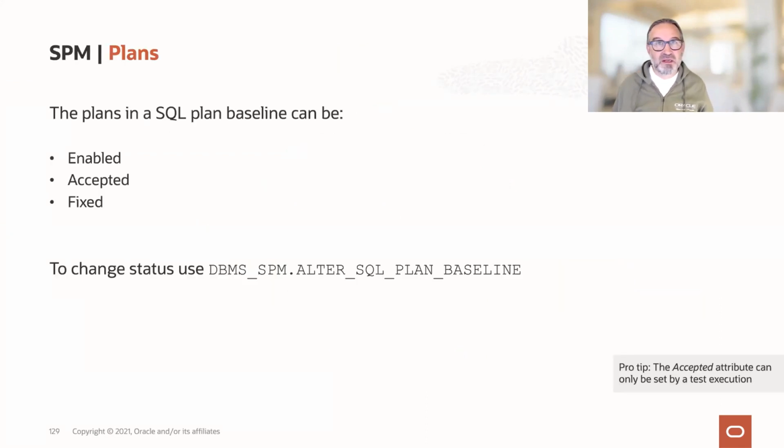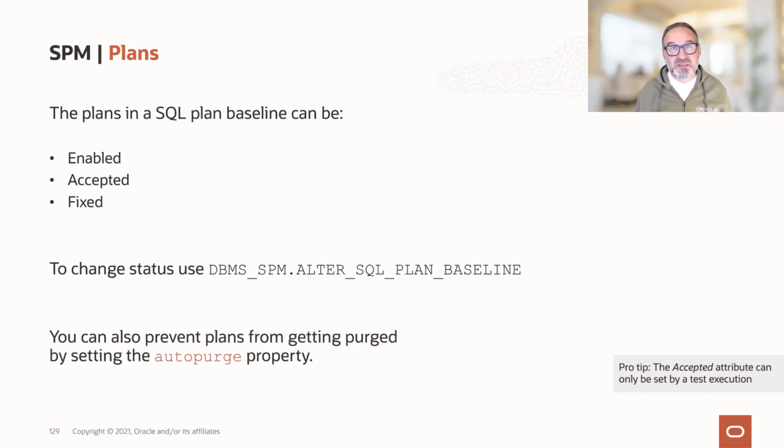So we can use SQL Plan Management to accept plans, enable them, or fix them. And we can change the status between each other with the procedure DBMS_SPM.ALTER_SQL_PLAN_BASELINE. We can also prevent plans from getting purged with the auto purge property. That is quite helpful if you have plans which just come in very rarely and you want to prevent them from getting purged.